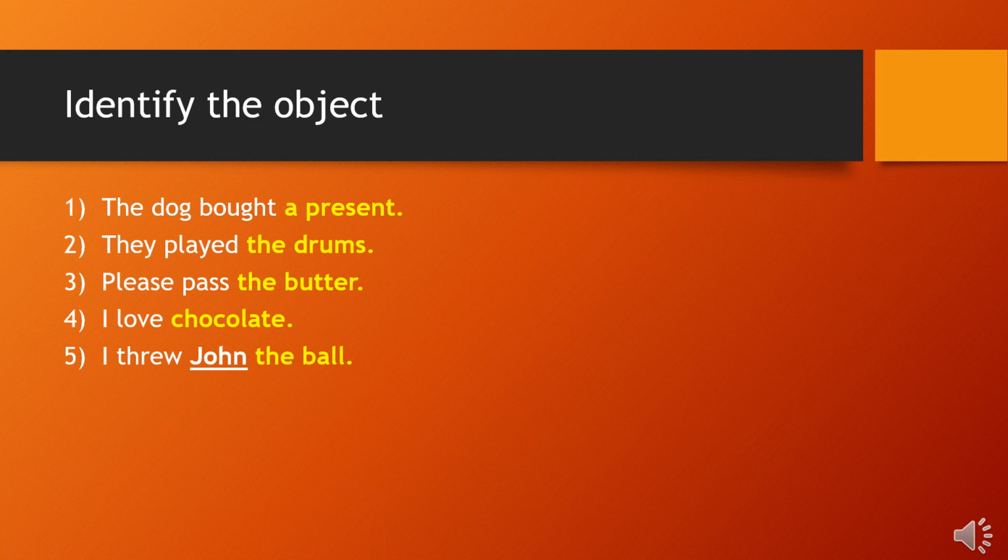I threw John the ball. There are two objects here. First step, identify the verb. What is the verb? Threw. Ask the question what? When I ask what I threw, the ball will come under the direct object. It is the one object. Then when I ask the second question, whom? Here also I'm getting one answer, John. So John is the indirect object. I hope this is clear.